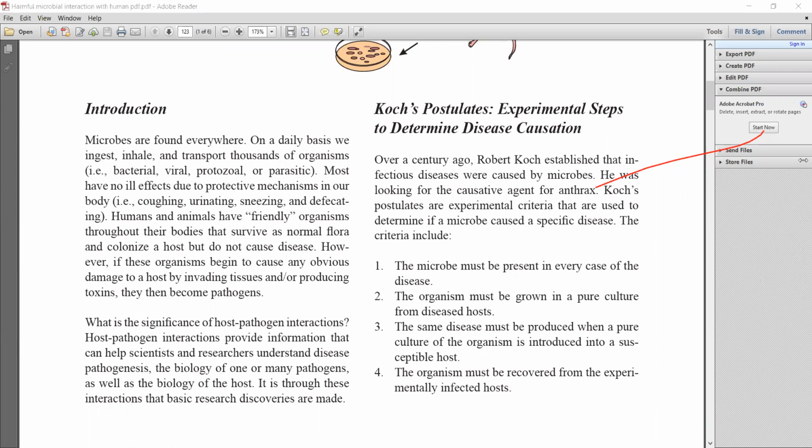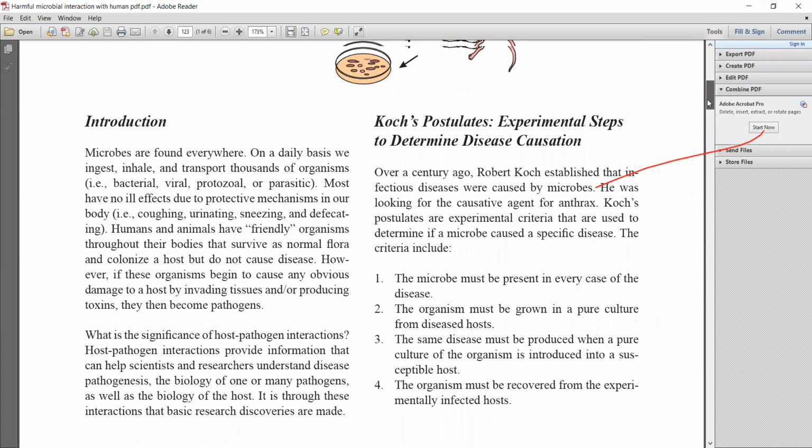Now, moving ahead with the Koch postulate. You all must have learned about Koch postulate even before. This is an experimental step that was used by Koch to determine disease causation. There are various diseases that are caused by different microorganisms. But how do we determine that a particular microbe is the specific one for a particular disease? Every microbe is specific for a particular infection, so you must be able to identify that.